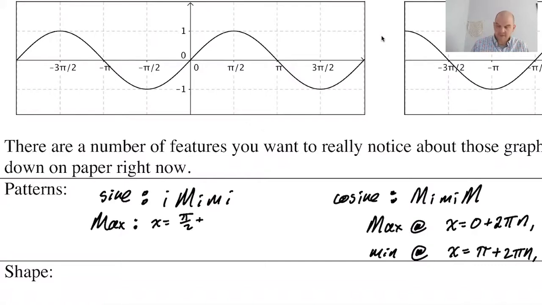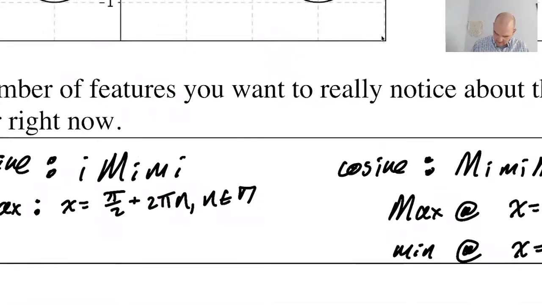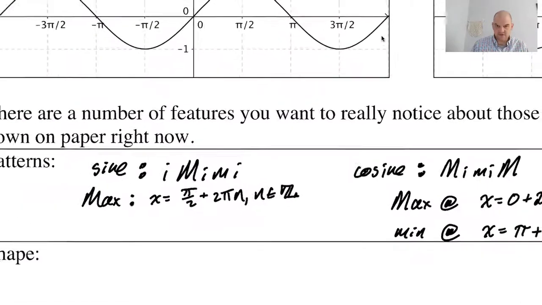And then because the period we talked about is 2 pi, they're just going to repeat every 2 pi. So plus 2 pi n, where n is an element of the integers. Got to squeeze it in there.